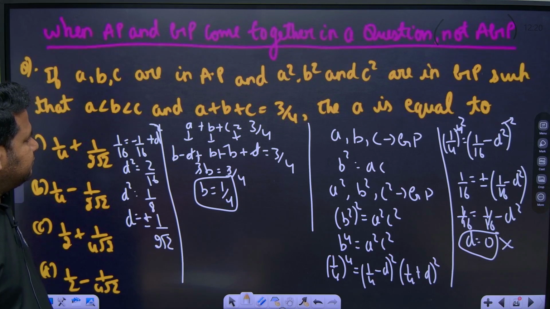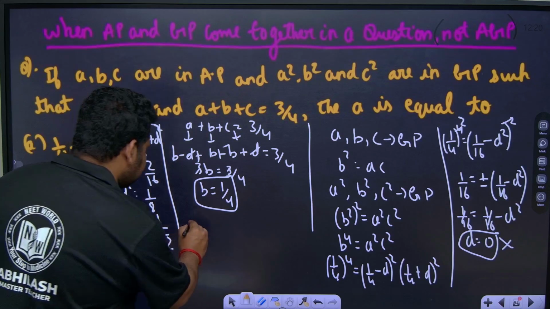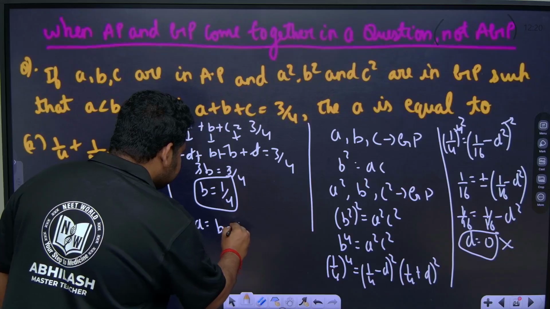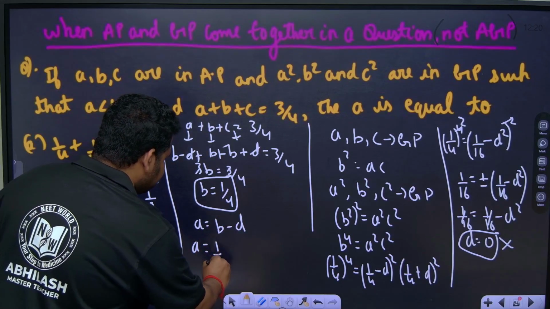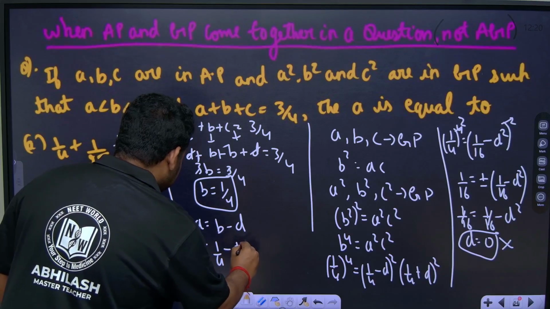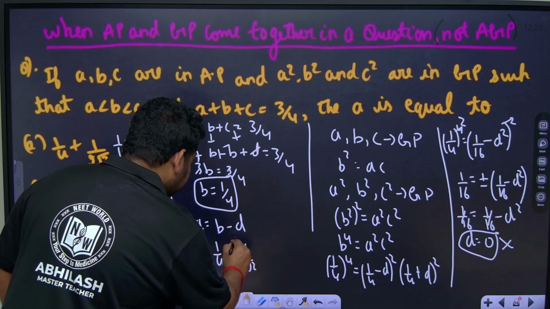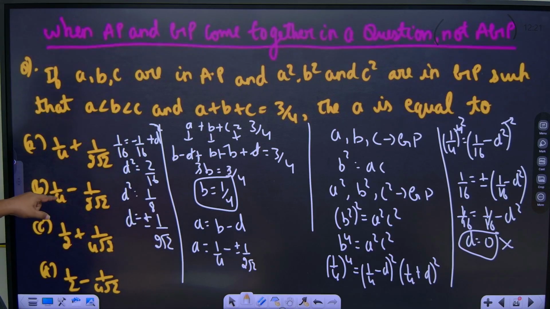What are they asking? We got d as this much. They are asking a. A is what? A is nothing but b minus d. Okay. So a is equal to b, which is what? 1 by 4 minus this, which is what? Plus or minus 1 by 2 root 2. Okay. But based on the option, you see 1 by 4 where it is there? Option A and option B. Now whichever you want, you can check.